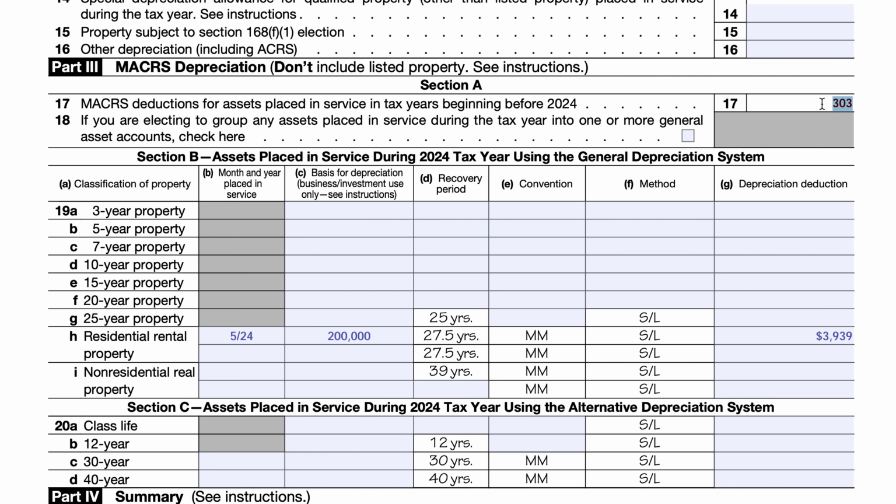So I hope this helps you out in terms of calculating your depreciation for residential rental property placed into service or already into service.